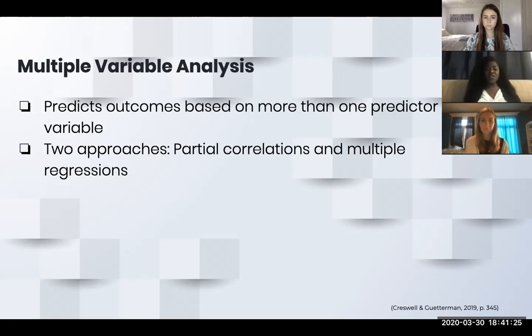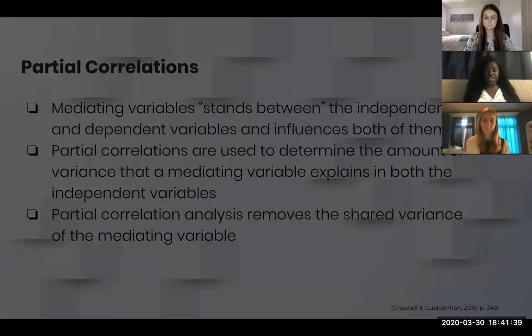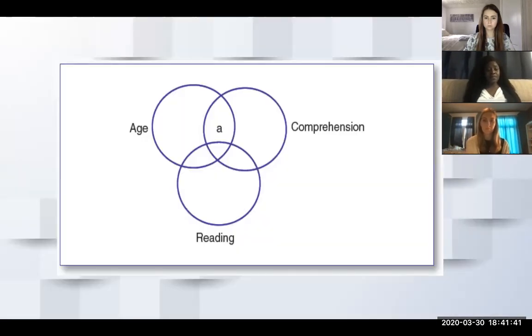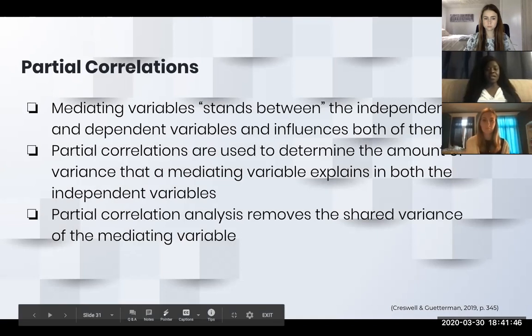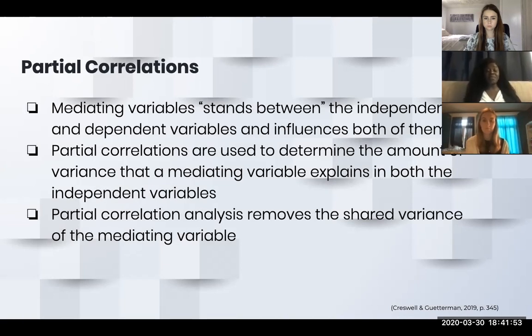There are two ways of doing this. There are two approaches: partial correlations and multiple regressions. So for partial correlation, partial correlation is used to determine the amount of variance that a mediating variable explains in both the independent variables. So what am I talking about?